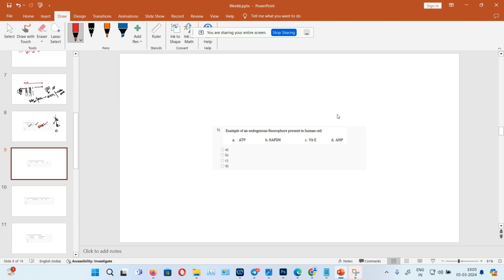Now, an example of an endogenous fluorophore present in human cells. This is a direct question, and it has already been discussed many times here. An example of an endogenous fluorophore present in our human cells is NADPH, which is a good electron donor in different molecular processes. So this question is a direct question. The answer is B.